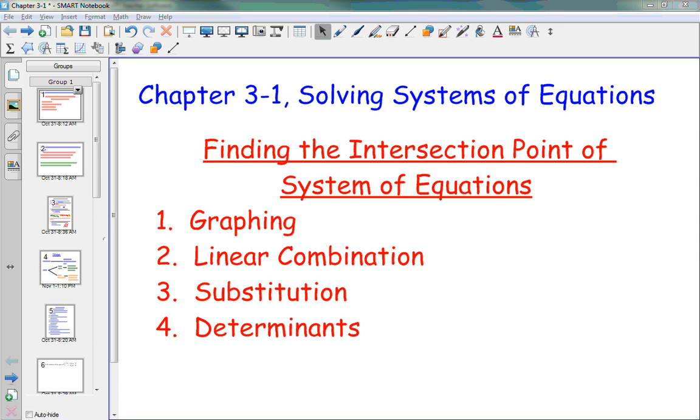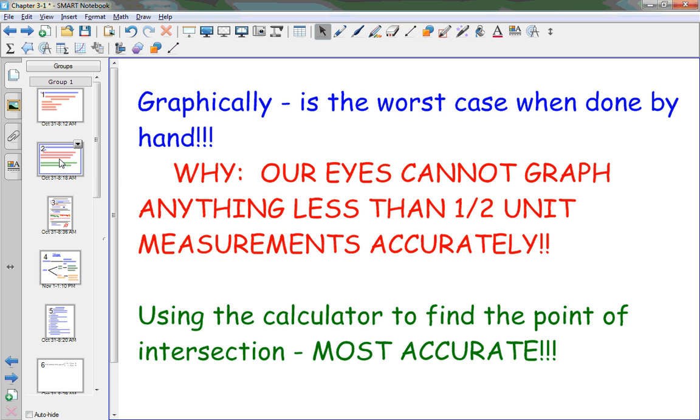Now, we have four methods: graphing, linear combination, substitution, and determinants. We're going to learn all four. What you need to know is that graphically is the absolute worst way to find your point of intersection if you're expecting it. Why? Because our eyes cannot see anything past a half unit. If we say something is below a half, we generally say, oh, it's about a fourth. Well, it could be a third, right? It could be a fifth, but we can't see that. So graphing by hand is generally our worst option. So what we have a tendency to do is to do everything on the graphing calculator where there's the most accuracy that we have. Do we all understand that?